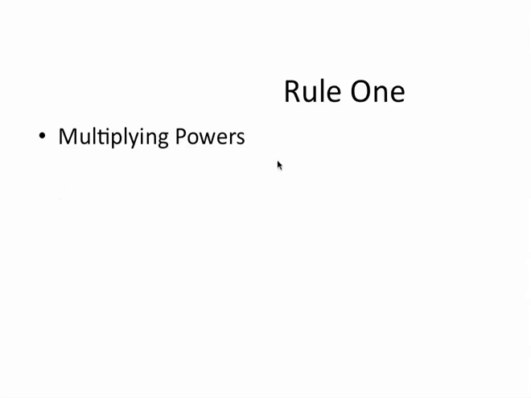Rule 1, multiplying powers. Okay, here's an example. x times x. Well, that's x squared, which is the definition of x squared. Something to the power of 2 is that number multiplying itself.